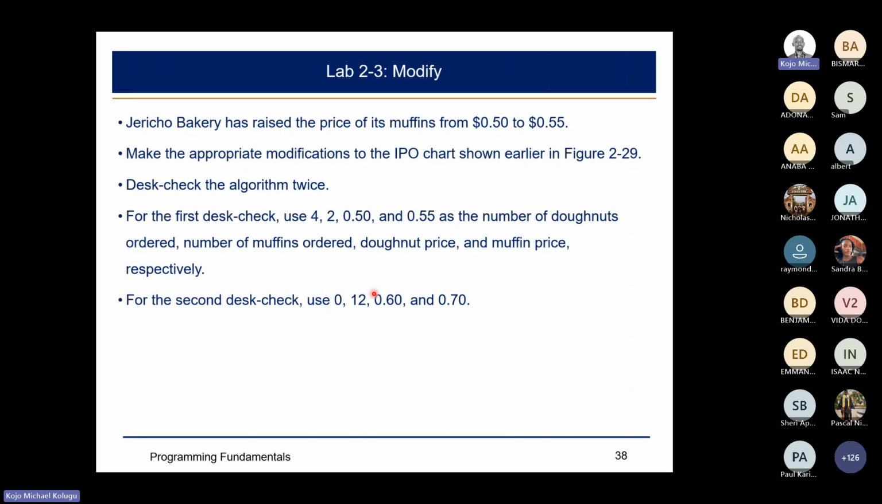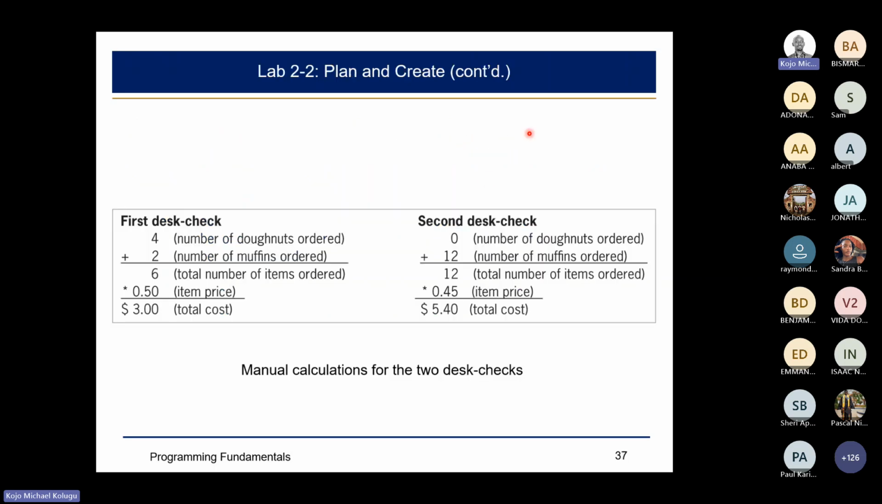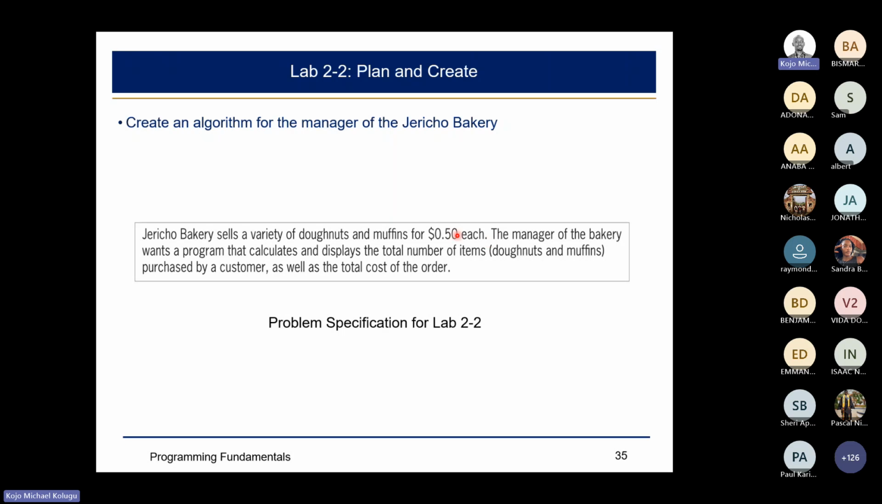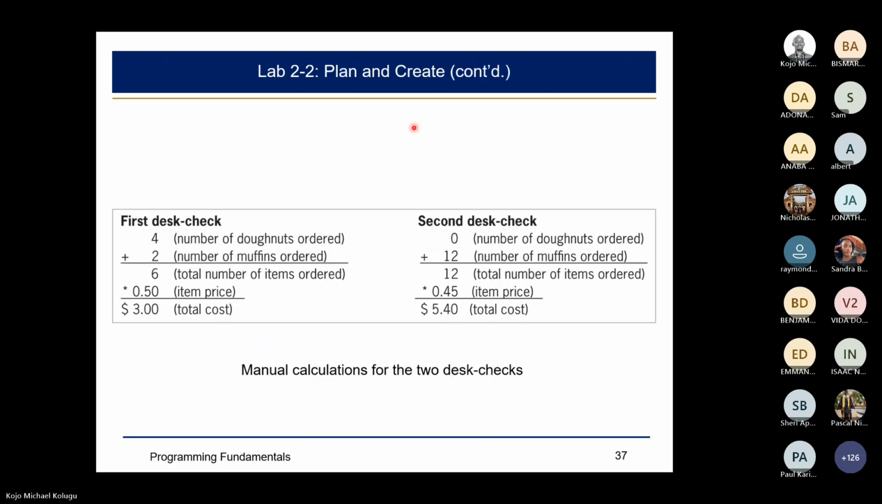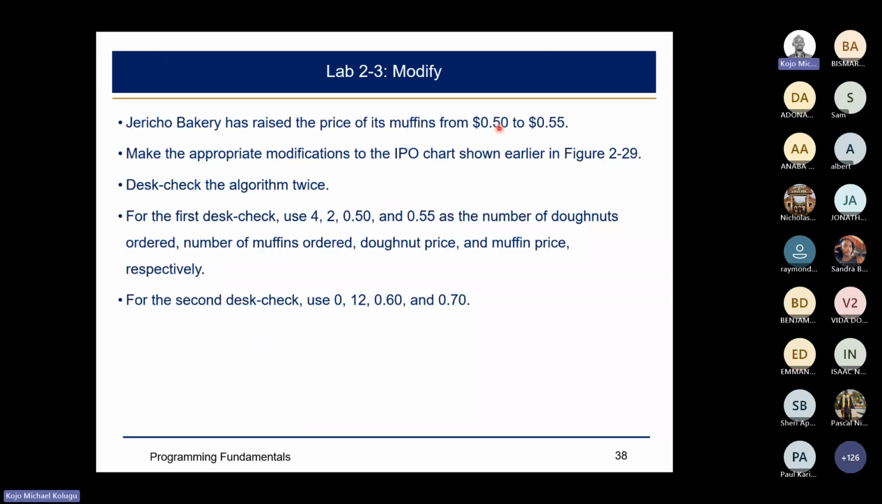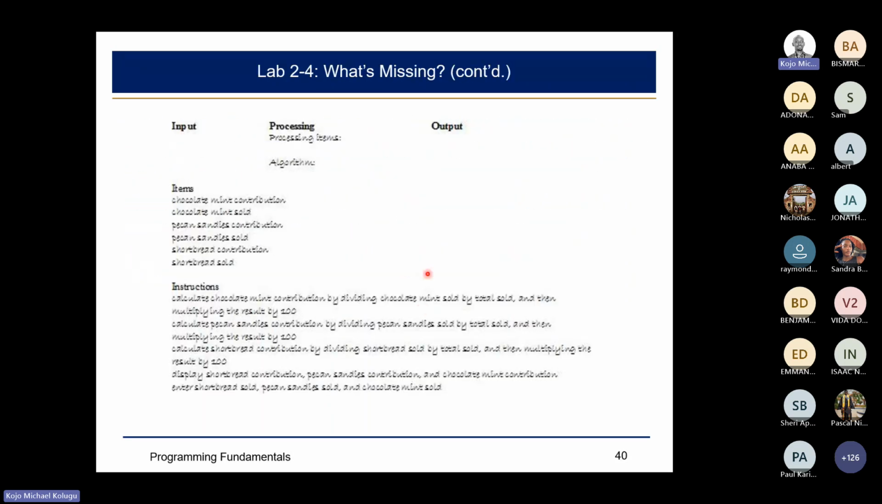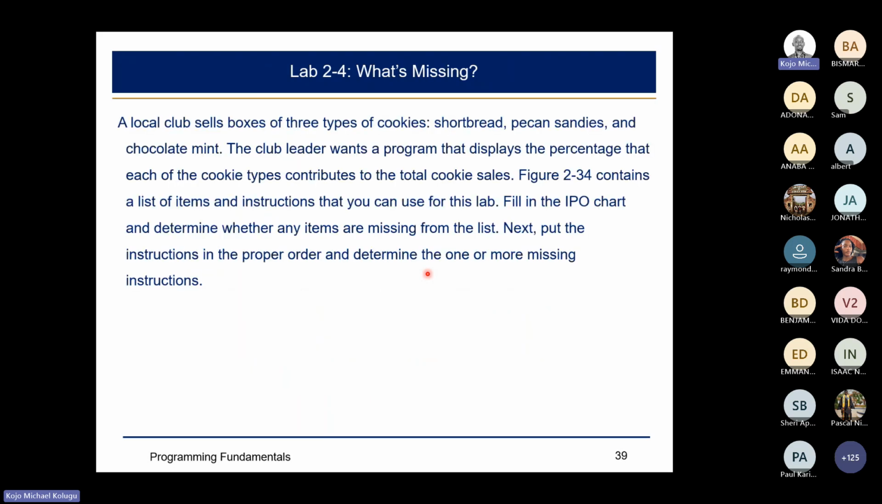Lab 3 says modify. Jericho Bakery has raised the price of its muffins from this to this. So this is more or less like the 2. The one that says you should do this, and then afterward there is a modification of that particular code. You have to use it to do this. It's a very simple thing, and I want to find out whether those of you that went through it had difficulties. If you do, you can bring it to the fore, and let's try and look at it. Other than that, I should think you're fine.